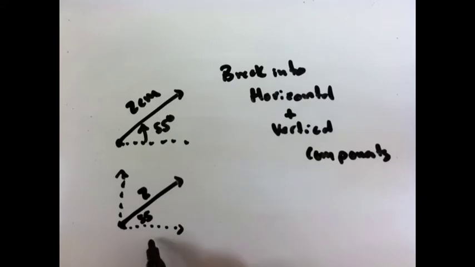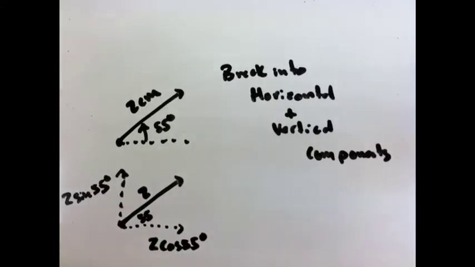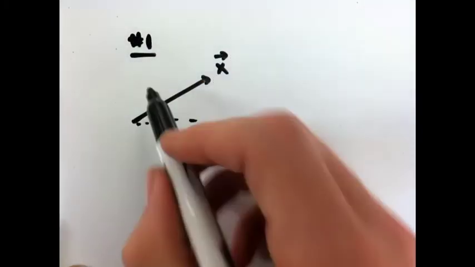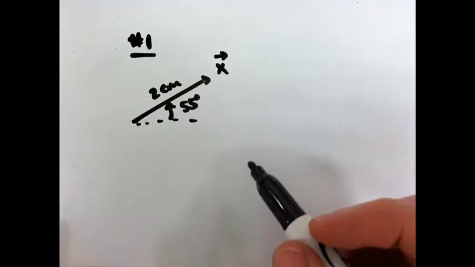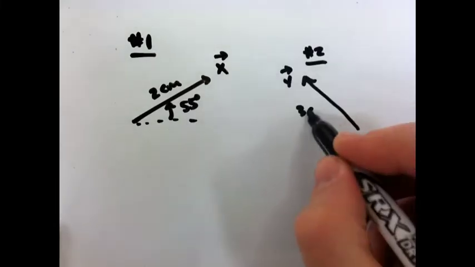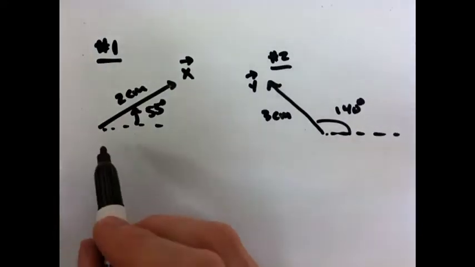So we'd want to actually break that vector down into its horizontal and vertical components. You can use a little trig. Horizontally would be 2 cosine of 55. Vertically would be 2 sine of 55, using what we know about trig. If you sneak a peek at number 1 on the back, you've got vector x. I measured it for you. It's 2 centimeters. The angle is 55 degrees. If you look at y and measure that, it's 3 centimeters and the angle is 140.